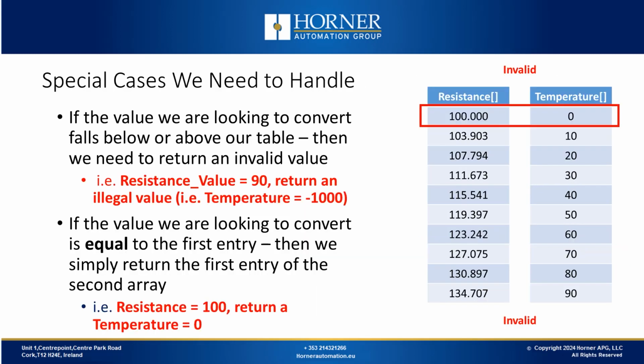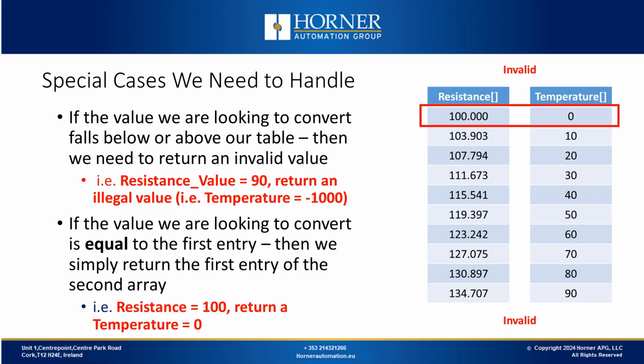There are some special cases that we need to take care of in our logic. For example, if the value we are trying to convert is not within the range of values in our table. In our example, this means if our measured resistance value is less than 100 or greater than 134.7. If this happens, we need to return an invalid value. In our logic, we will first check to see if the resistance value we want to convert is less than the first resistance value in the array. So if the value is less than 100, we will flag it.